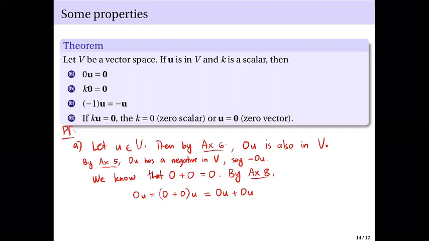We know this from the set of real numbers: 0 plus 0 is just 0. The zeros here are the scalar zeros. The equality here is because of axiom 8. On the other hand, the equality here is because of this statement.